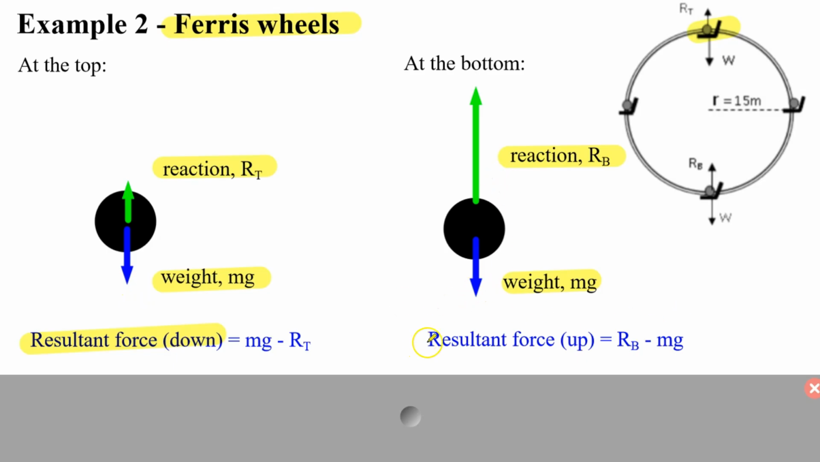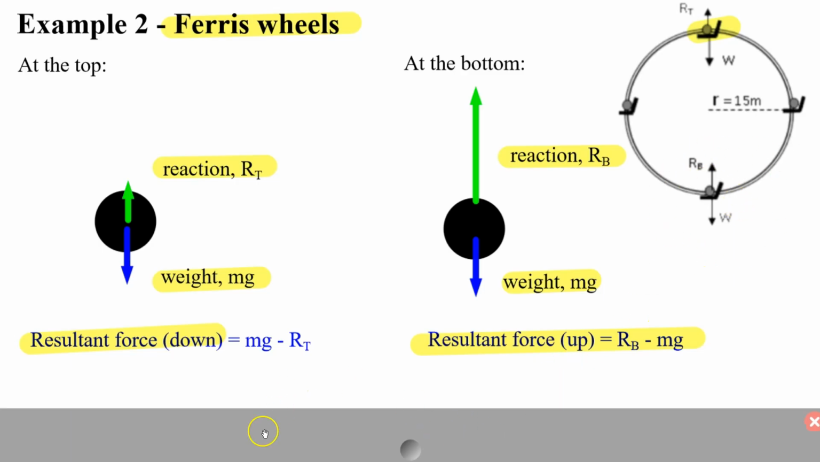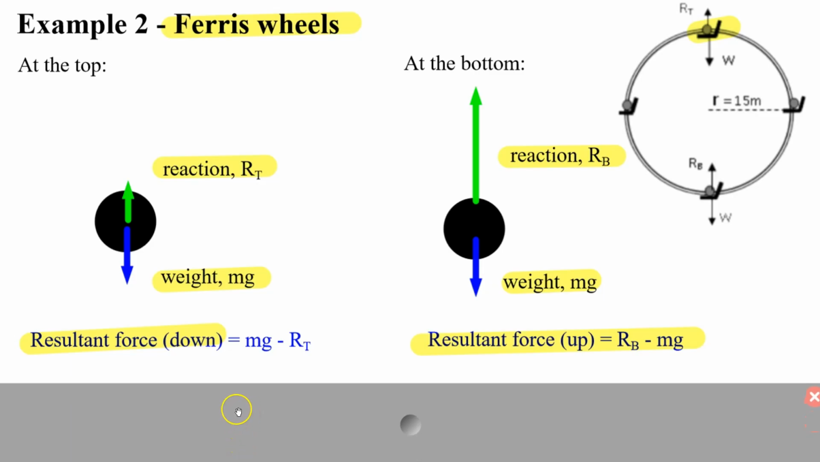However, at the bottom, that looks very similar to our previous example. The reaction force has got two jobs to do. It's got to balance the weight and also provide a resultant force towards the centre. With both of these examples, example 1 and 2, you will be expected to do numerical calculations, and there will be some examples of that if you go to the PayHip site and have a look at the online course.